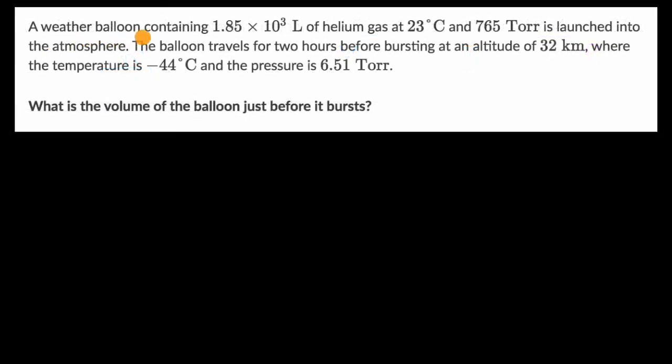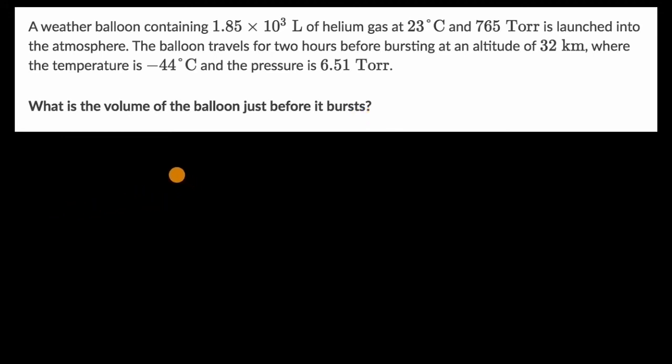We're told that a weather balloon containing 1.85 times 10 to the 3rd liters of helium gas at 23 degrees Celsius and 765 torr is launched into the atmosphere. The balloon travels for 2 hours before bursting at an altitude of 32 kilometers, where the temperature is negative 44 degrees Celsius and the pressure is 6.51 torr. What is the volume of the balloon just before it bursts? So pause this video and see if you can figure that out.